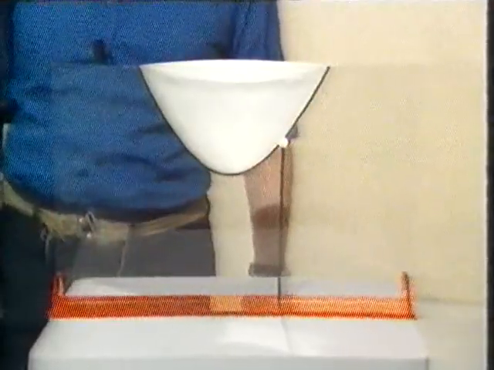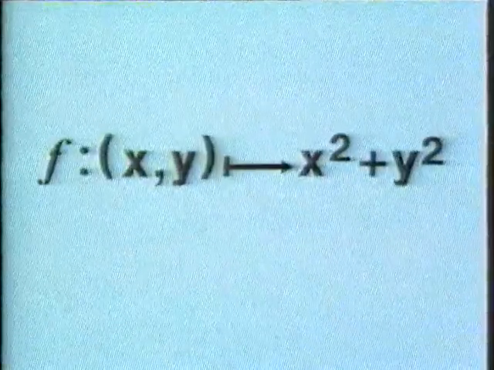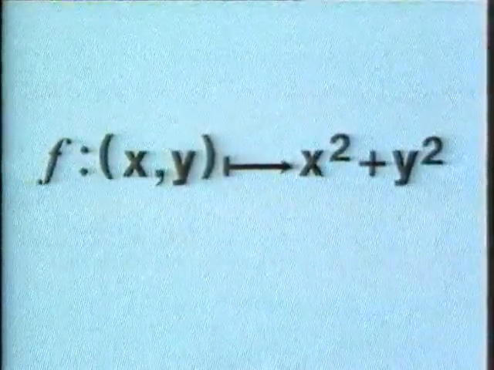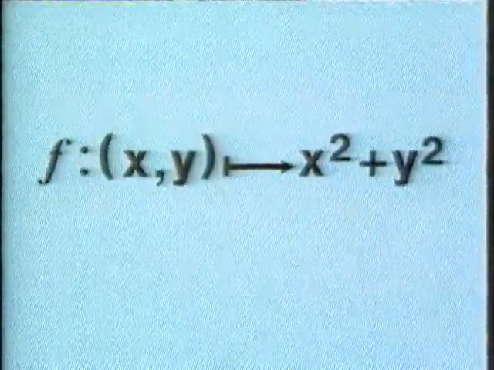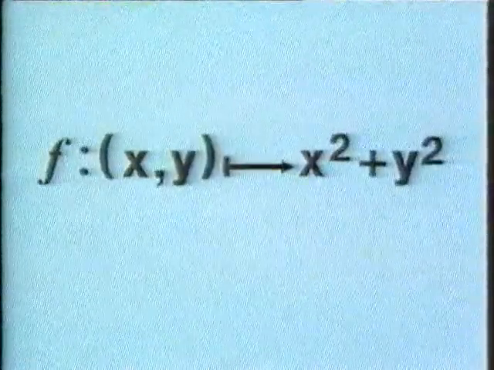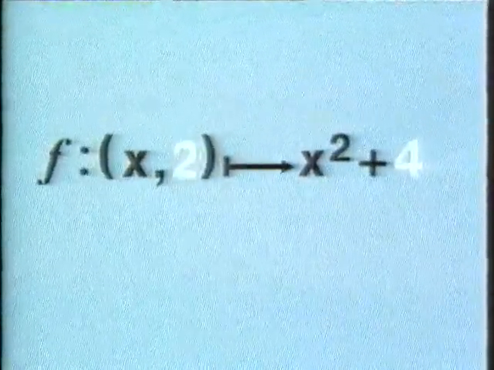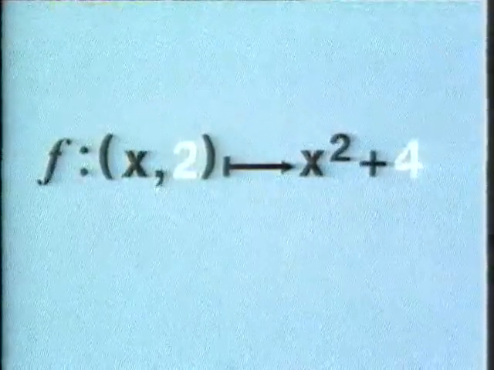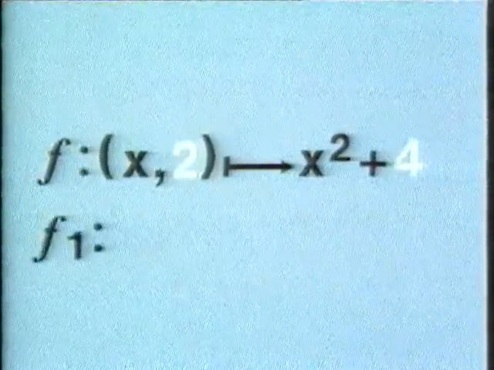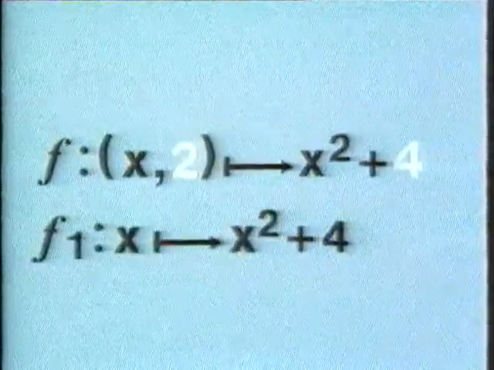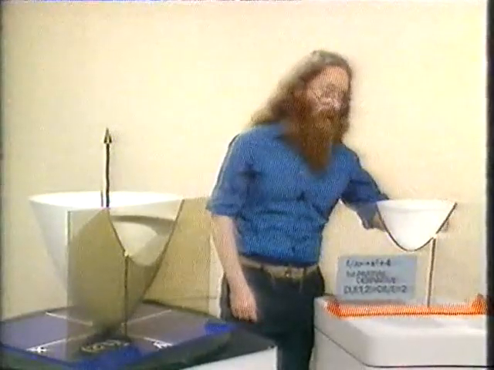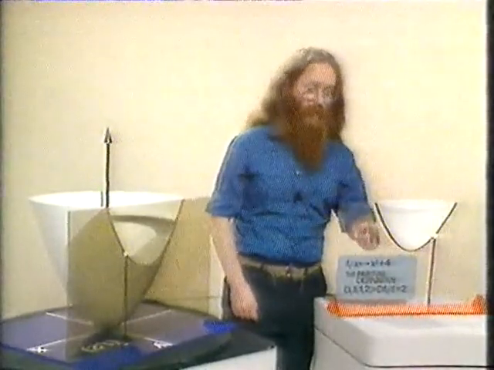And we can find their equation like this. The function f takes the point (x, y) to x squared plus y squared. We're just interested in the image of the points where y equals 2. This gives us a function of x, which we call f1. And it takes x to x squared plus 4. Okay, so here's the graph of the function x squared plus 4.